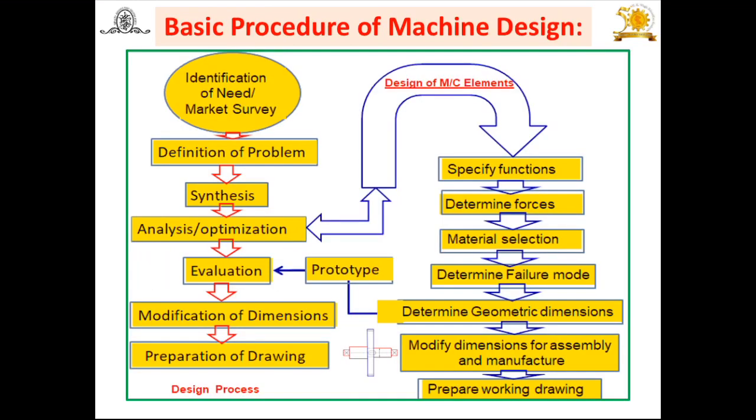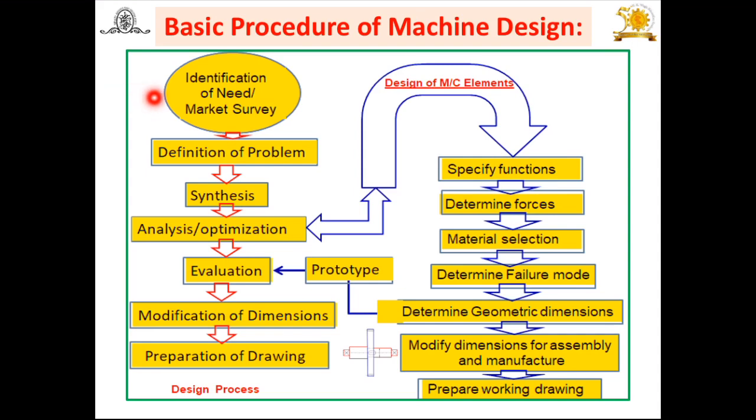Now let us see what are the steps involved in machine design. Basic procedure: the design process. Look towards the left-hand side here. All these are the steps related to the design process, and towards the right-hand side these are the steps involved in design of individual machine elements. First of all I would like to describe here the design process, or general design process.